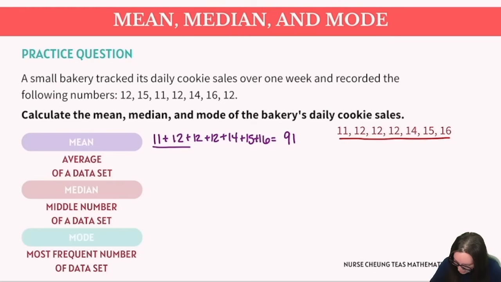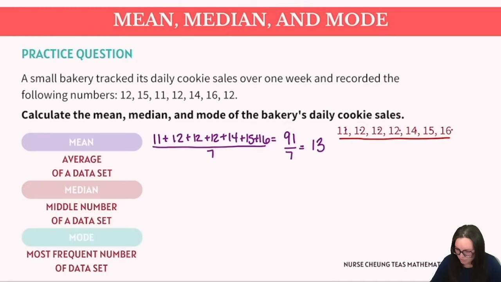We have to divide these numbers by the total numbers within our data set. So we have 1, 2, 3, 4, 5, 6, 7. So we have a total of 7 numbers in our data set. So 91 divided by 7 is equal to 13 cookies.